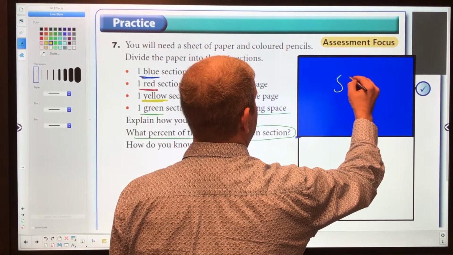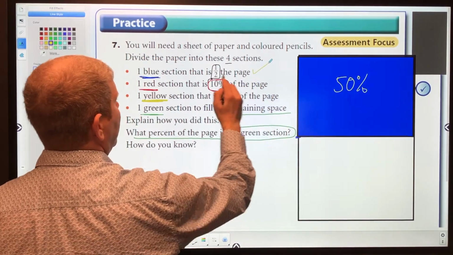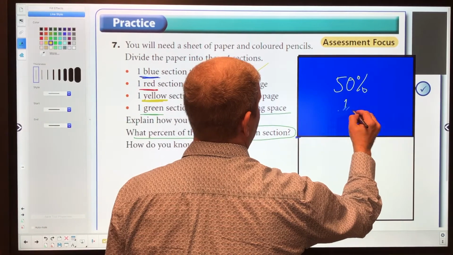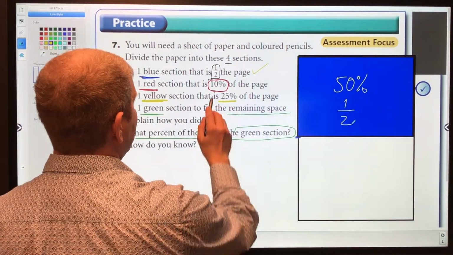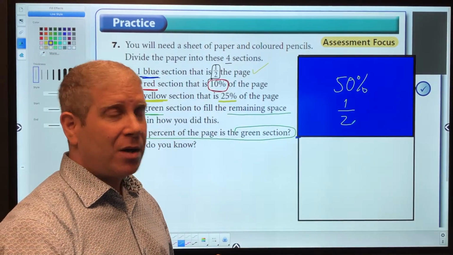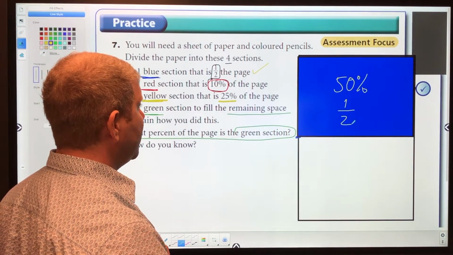that is going to be blue. That's my 50% right here. I know that 1/2 equals 50%. So it's 50% or 1/2. Then red section is 10%. Yellow is 25%. So again, I'm going to skip ahead because 10% is a little trickier, but 25% is going to be pretty easy here.